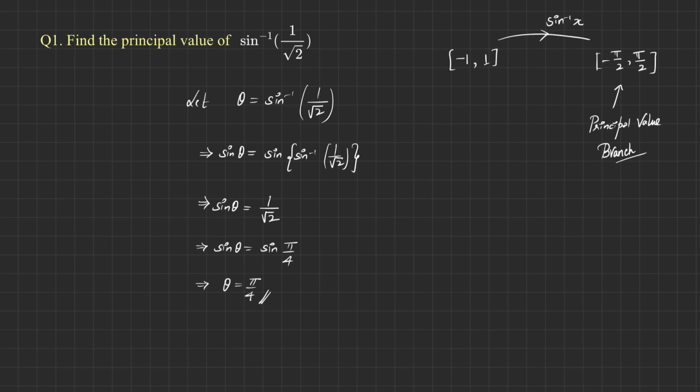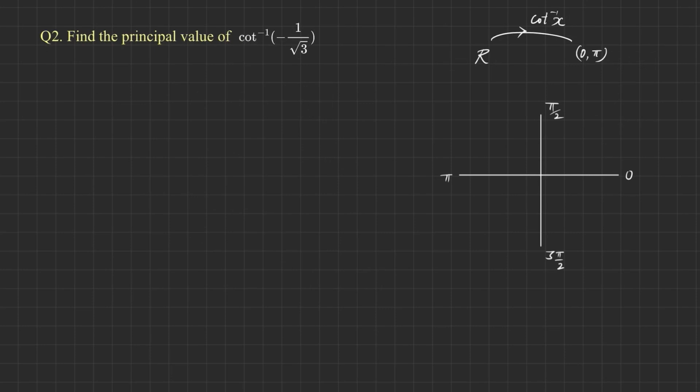Now, one thing we should note is that whatever answer you get at last, the angle should be from the principal value. Since pi by 4 is 45 degrees, and 45 degrees belongs to this interval minus pi by 2 to pi by 2. So from minus 90 to 90 you have this 45 degrees inside it. Make sure that your answer is from this particular interval, that means that it is the principal value of that function.